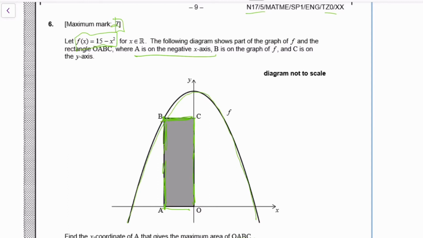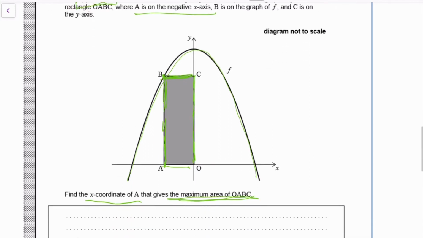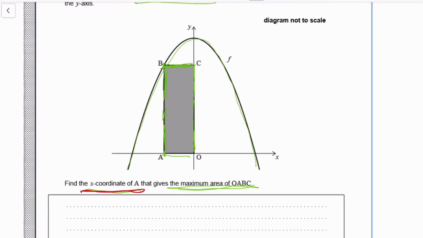Okay, the hint is coming. 3, 2, 1. The question is, what is the x-coordinate of A, right? So the first thing to do is you let the x-coordinate of A be some variable. You could just call it x. So call the x-coordinate x.